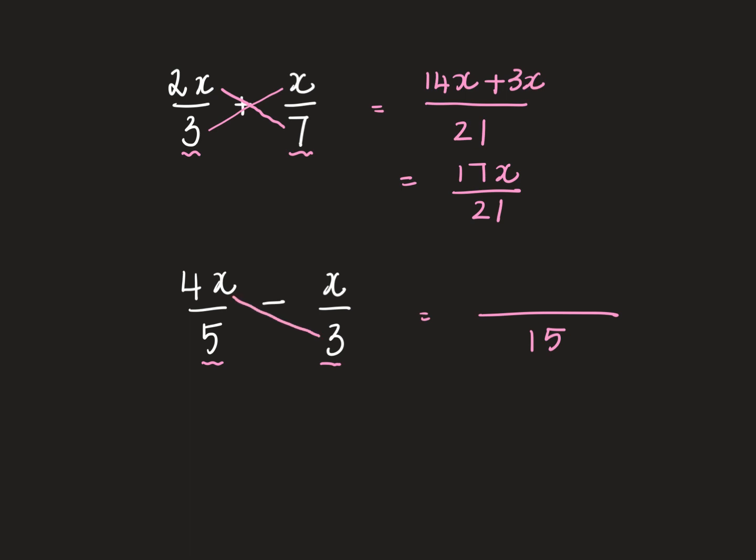That means 3 lots of 4x. It's going to be 12x. 5 lots of x is 5x. And I'm subtracting there. 12x minus 5x. 12 dogs minus 5 dogs, 7 dogs. 12x minus 5x is 7x over 15. And we're done. Next we've got multiplication and division of algebraic fractions.